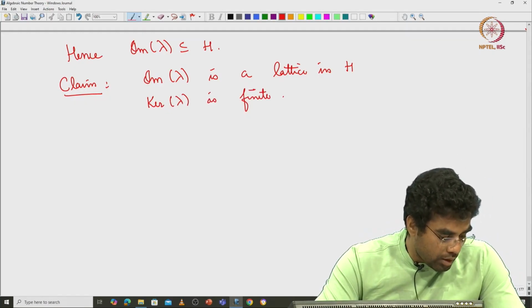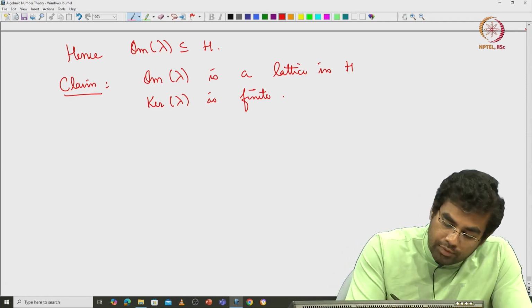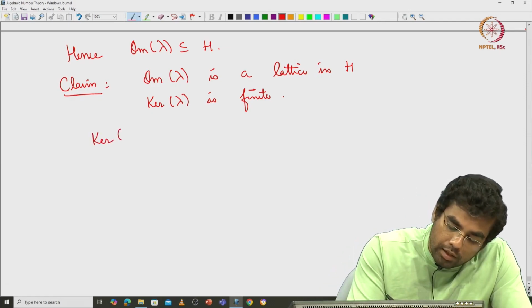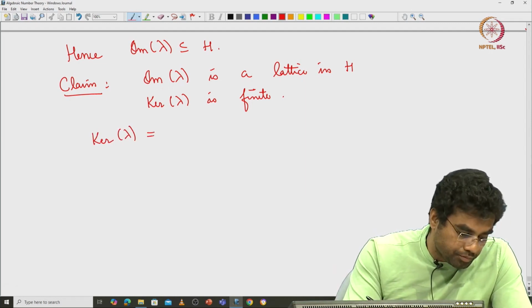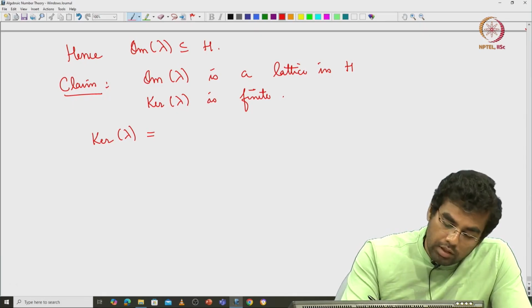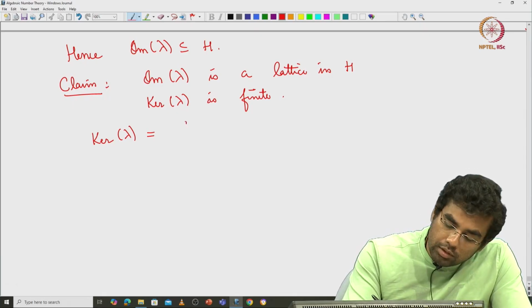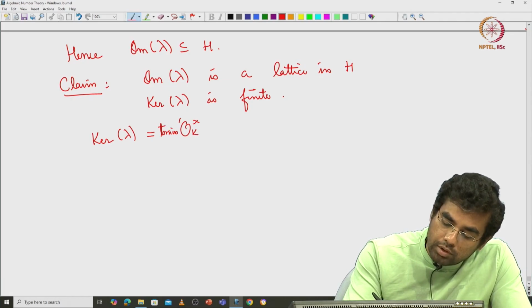All right. So, how do we show that? Well, first of all, what is the kernel of lambda? The kernel of lambda is exactly equal to the torsion of O_K cross. I defined this before, right.